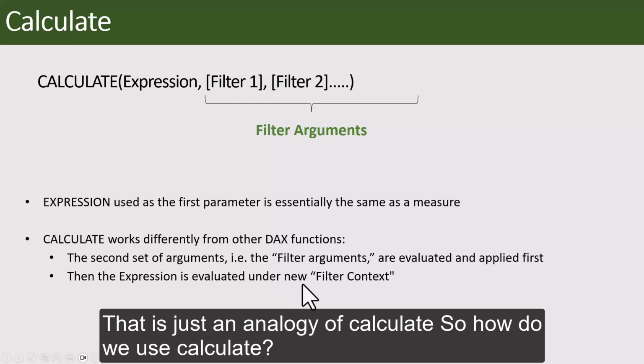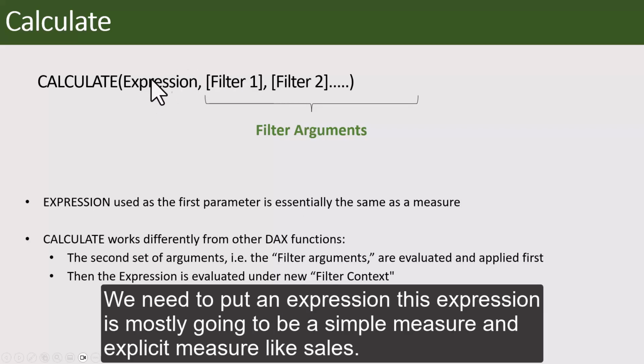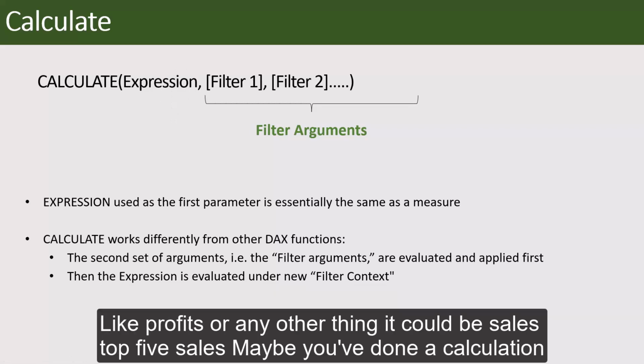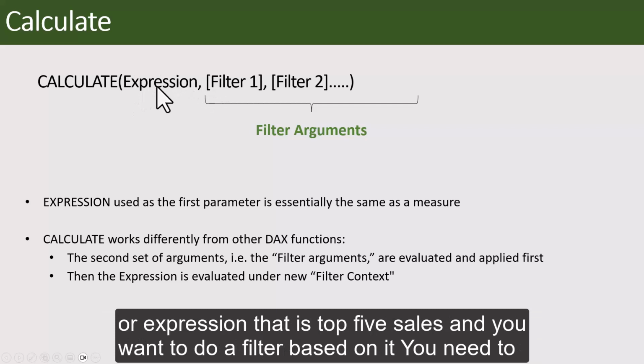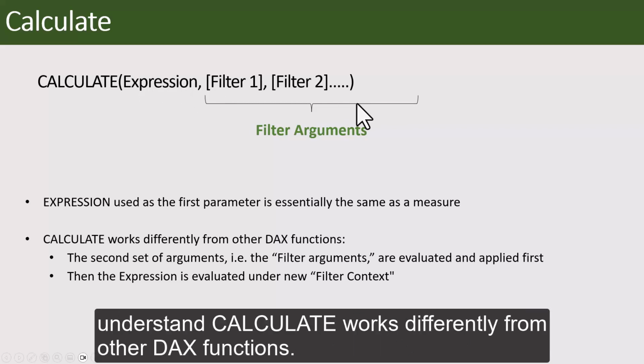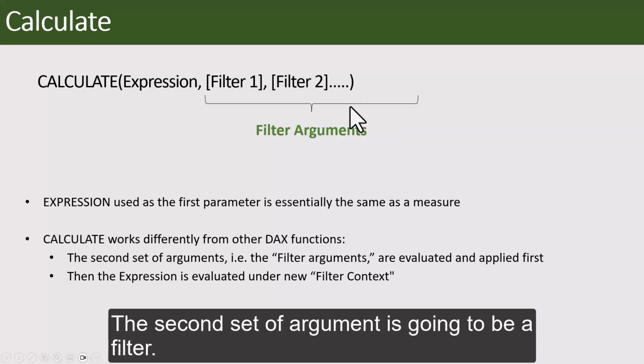So how do we use calculate? We need to put an expression. This expression is mostly going to be a simple measure, an explicit measure like sales, like profit, or any other thing. It could be sales, top 5 sales. Maybe you've done a calculation or expression that is top 5 sales and you want to do a filter based on it. You need to understand, calculate works differently from other DAX functions. The second set of argument is going to be a filter.